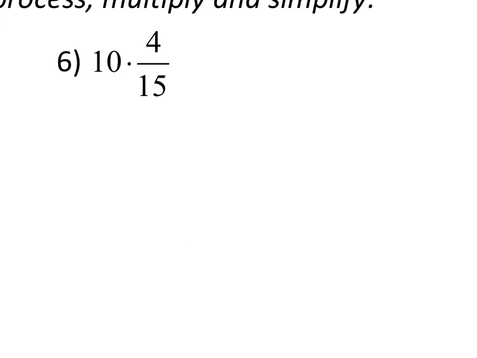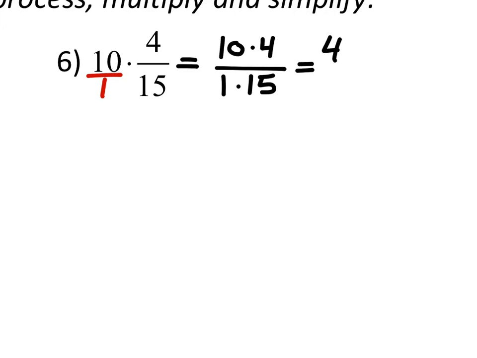That would be 10 over 1, right? That's correct. This is going to be 10 over 1 because anything divided by 1 is itself. So this one is going to give me a new fraction, 10 times 4 divided by 1 times 15. 10 times 4 is 40, and 1 times 15 is 15.